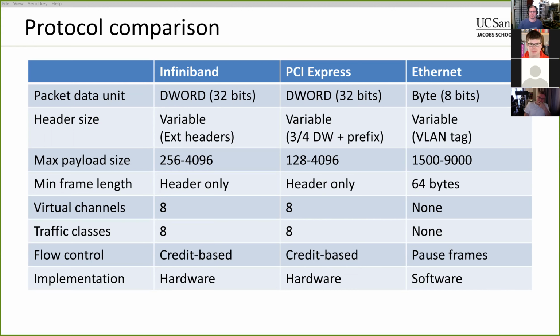Both InfiniBand and PCI Express use credit-based flow control, and you can only send as much data as you have credit to send. For Ethernet, you can just send whatever you want, whenever you want, unless you receive a pause frame, then you've got to stop for a while.